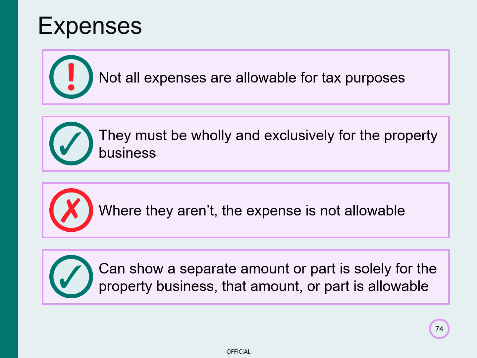Please remember that not all expenses are allowable for income tax purposes. They must be solely for the property business to be allowable. This is known as the wholly and exclusively rule. Where they aren't, the expense is not allowable. However, where you can show a separate amount or part of the expense is solely for the property business, that amount or part is allowable.